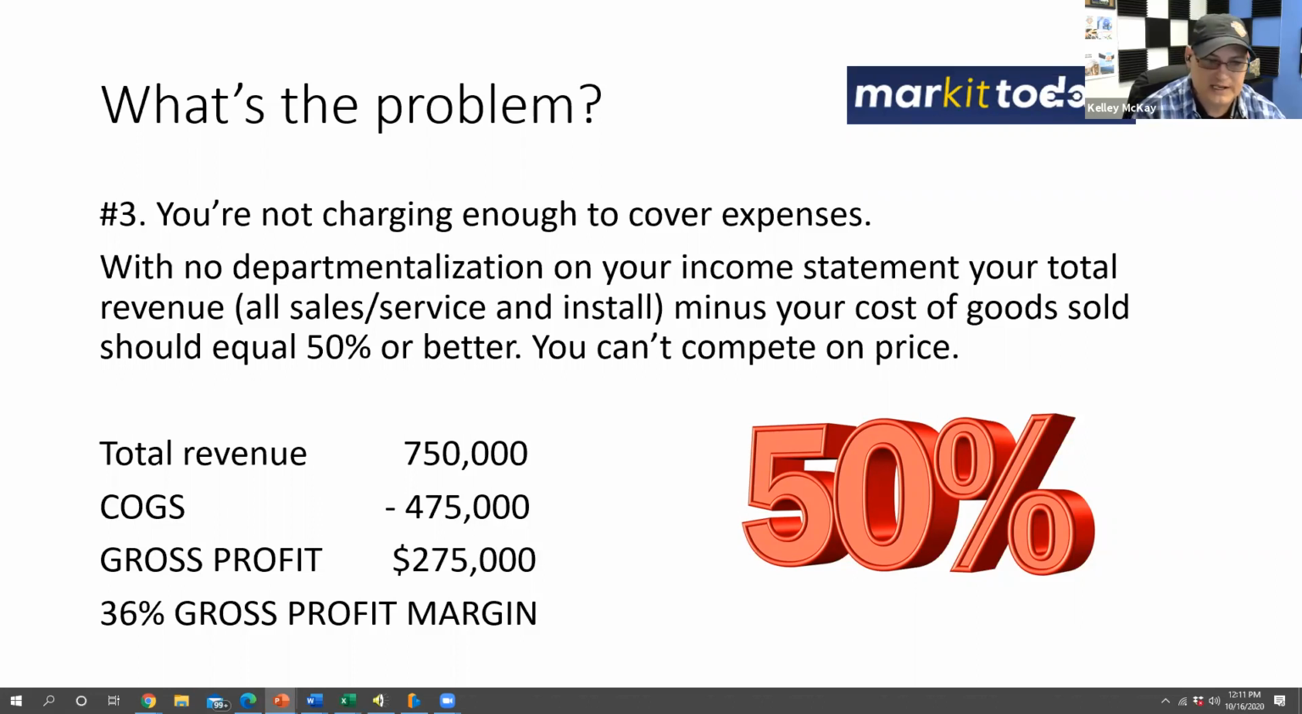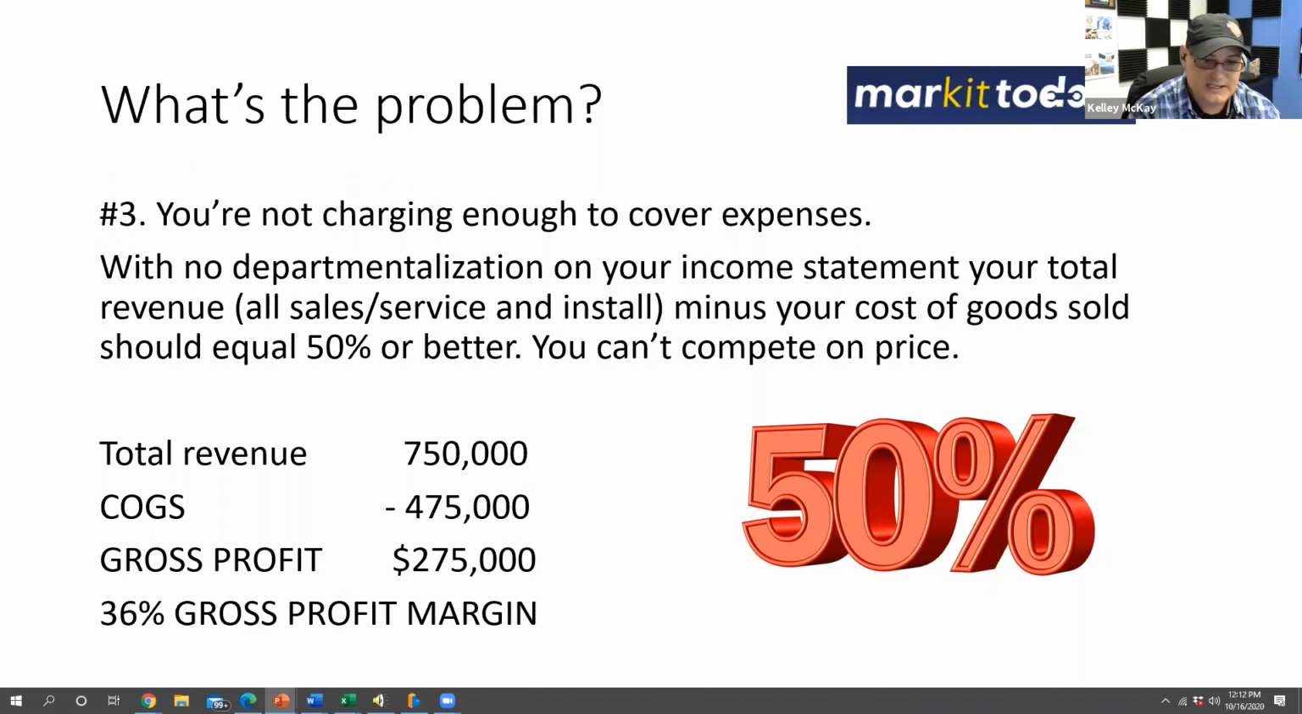To a certain extent, like when your total revenue minus all your cost of goods sold, and I told you that also includes your wages, technician wages, installer wages, and spiffs and bonuses would go in that too, because that's part of the sale. That's part of the cost of goods sold. You minus all that, your gross profit should be at least 50%.